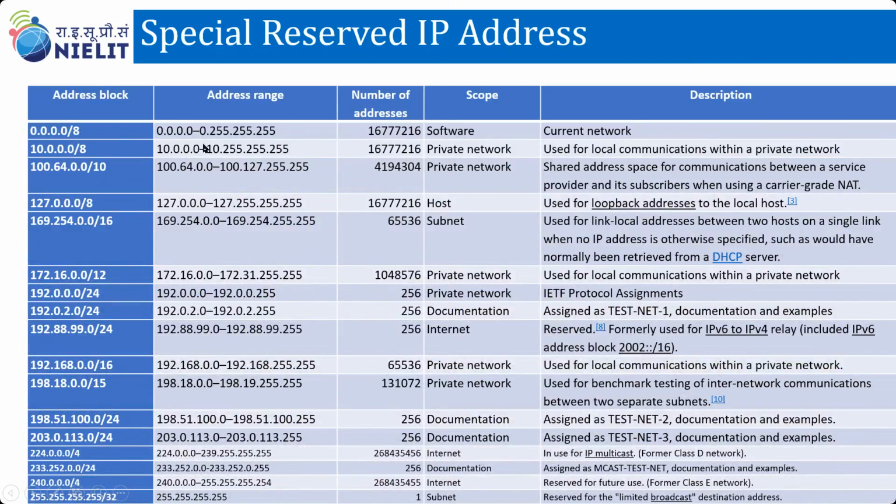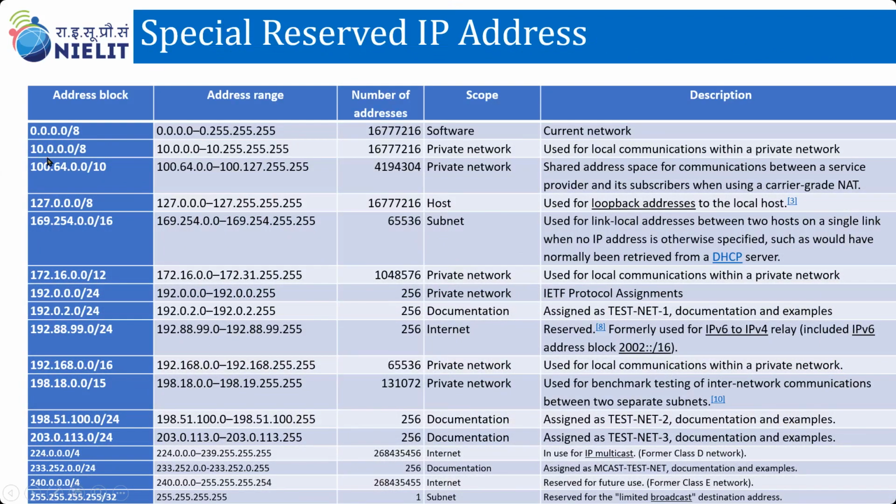0.0.0.0/8. This is a special IP address. It indicates the current network. In some routing protocols, 0.0.0.0 indicates the current network, and for some routing protocols it indicates the default route. There are many address blocks.